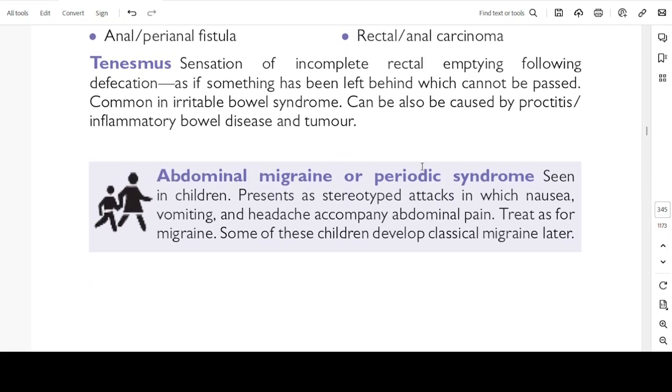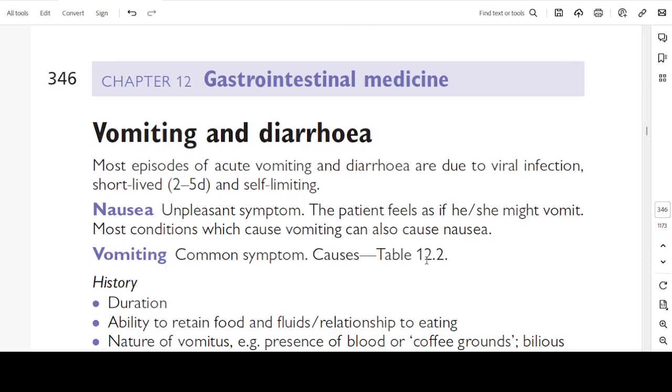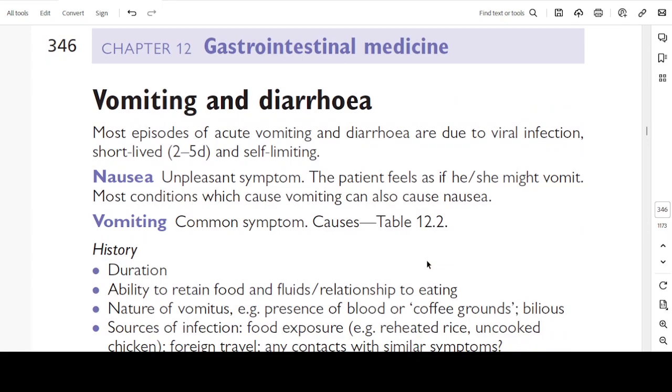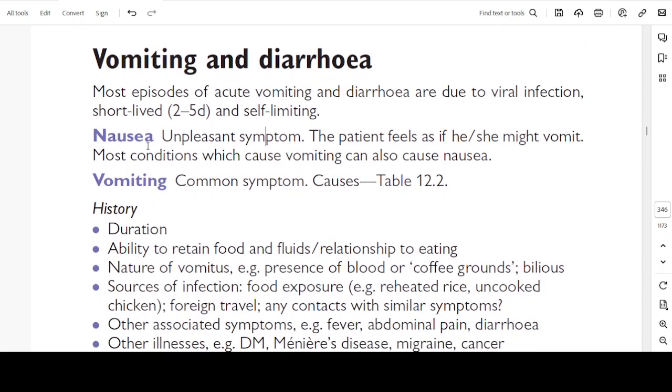Abdominal migraine or periodic syndrome is seen in children and presents as stereotyped attacks in which nausea, vomiting and headache are accompanied by abdominal pain. Treat as for migraine. Some of these children develop classical migraine later on. So, abdominal pain and bilateral headache may be a weak presentation of migraine in children. Vomiting and diarrhea: most episodes of acute vomiting and diarrhea are due to viral infection, short-lived, 2 to 5 days, and self-limiting.